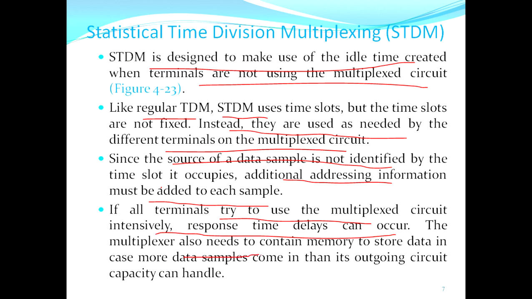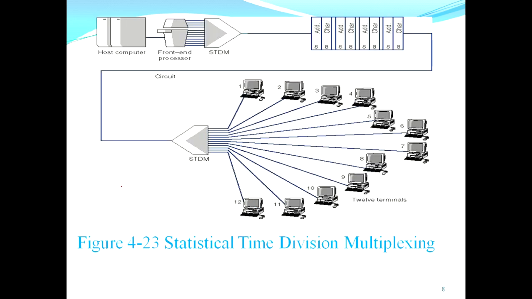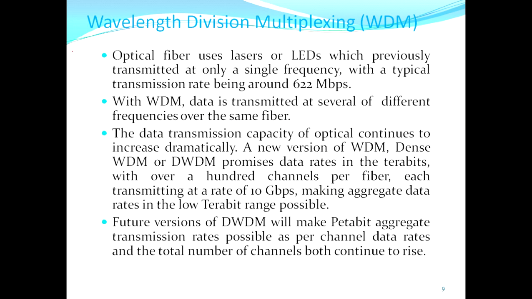So this multiplexer needs to contain some memory to store the data in case more data samples come in than the outgoing circuit capability can handle. So this is a pictorial representation of statistical time division multiplexing. Here statistical time division multiplexing is based only on the requirement from the individual subscriber.